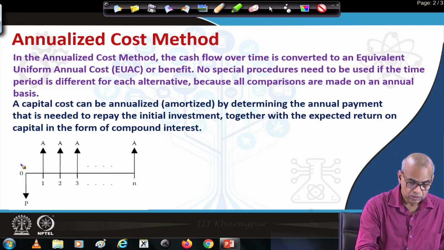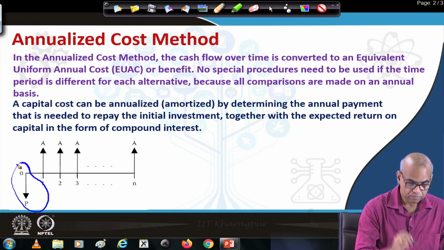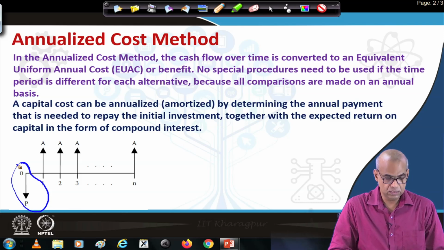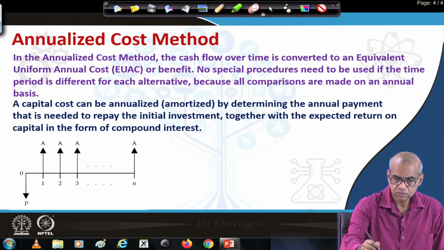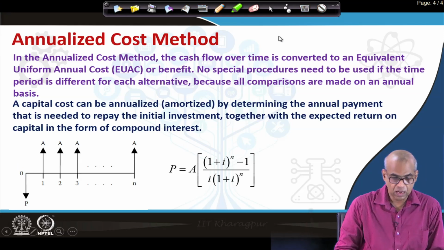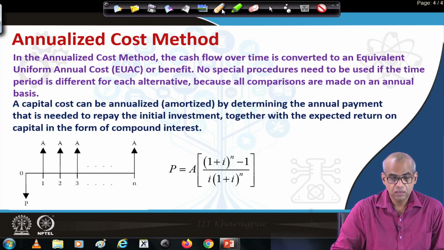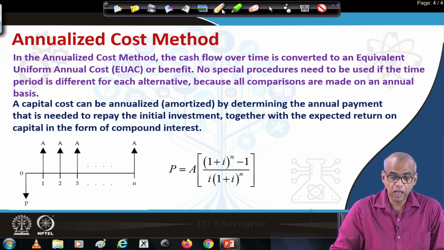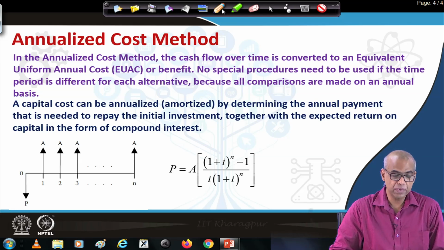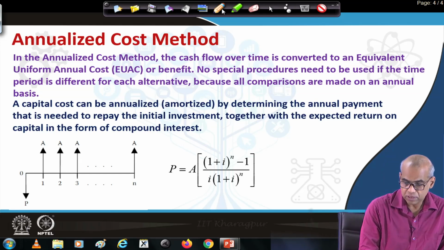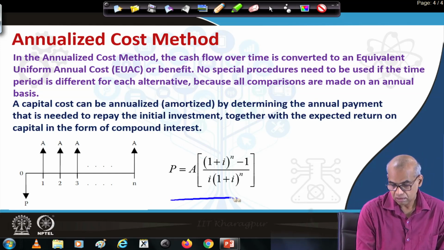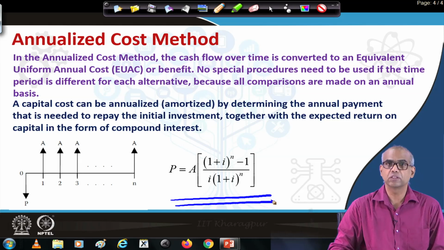So, if you have this P as the present worth, you can find out the A, that is the equivalent uniform annual payment over a period of n, which will be equivalent to the present worth P. And we have seen that P and A are related by this expression.